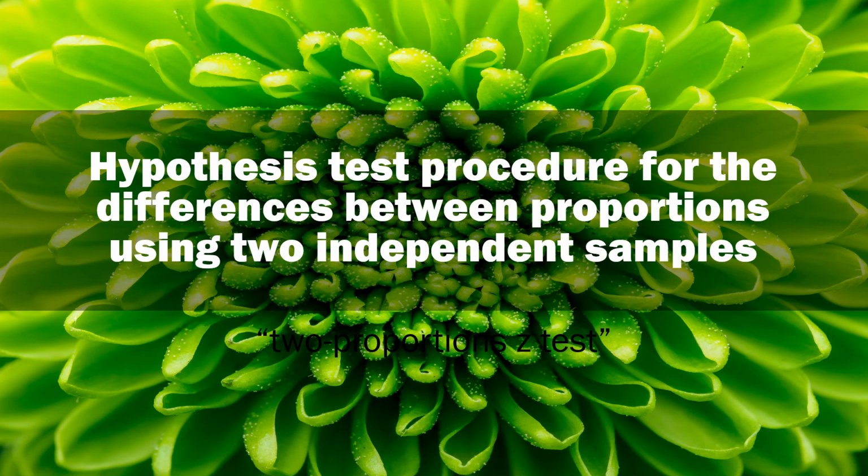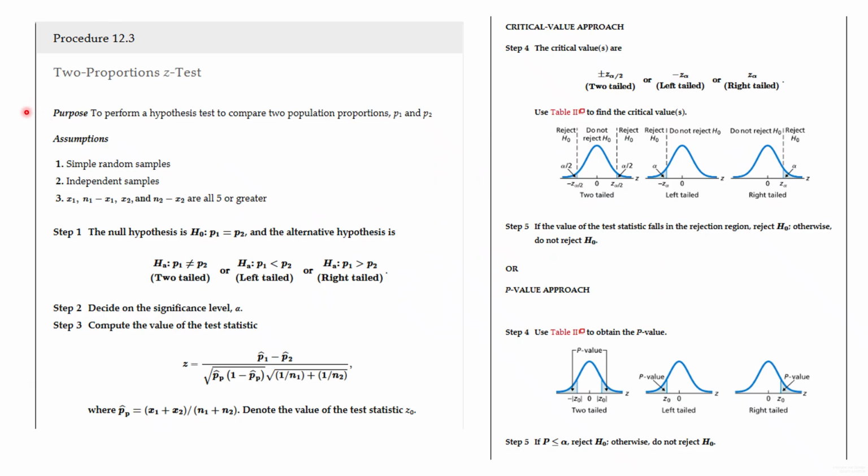Okay, so we're going to look at the hypothesis test procedure for the differences between proportions using two independent samples. You can't really see it, but it says the two proportions z test down here. The purpose of the two proportion z test is to perform a hypothesis test to compare two population proportions, p1 and p2. Our assumptions here are that it's a simple random sample, it's an independent sample, but look at number 3. We've got a few more things we've got to test for. So x1, n1 minus x1, x2, and n2 minus x2 are all 5 or greater. And it's really simple to do that, right? You just look at it.